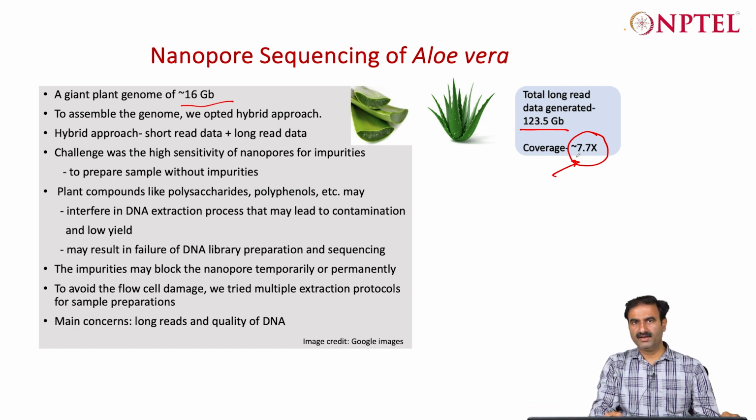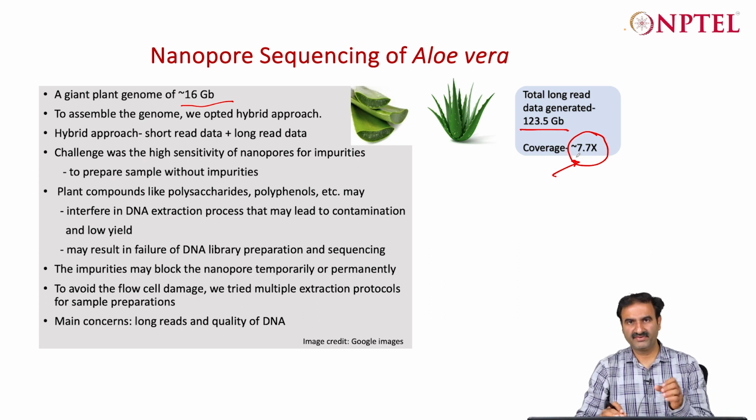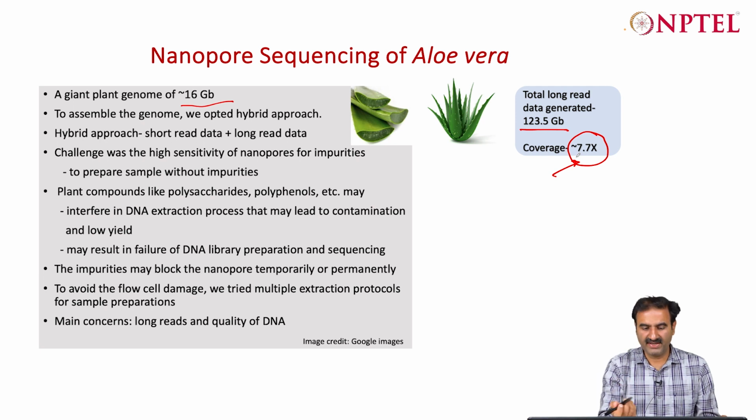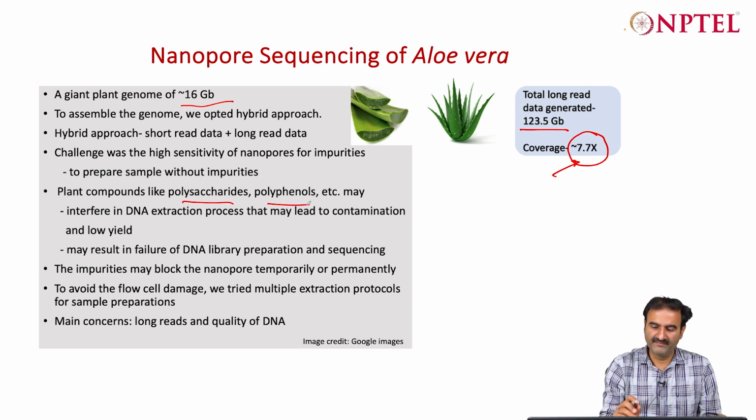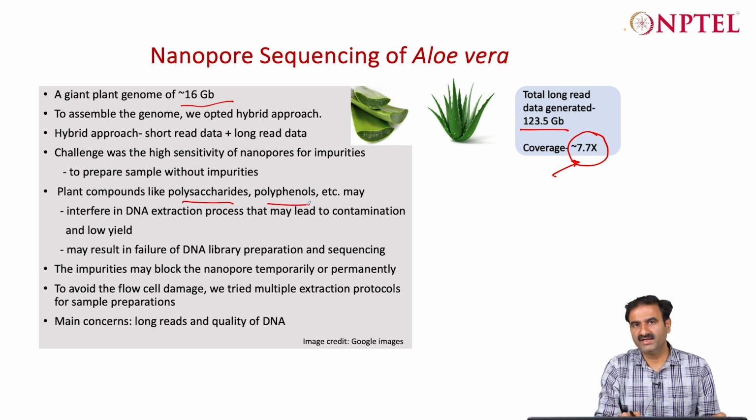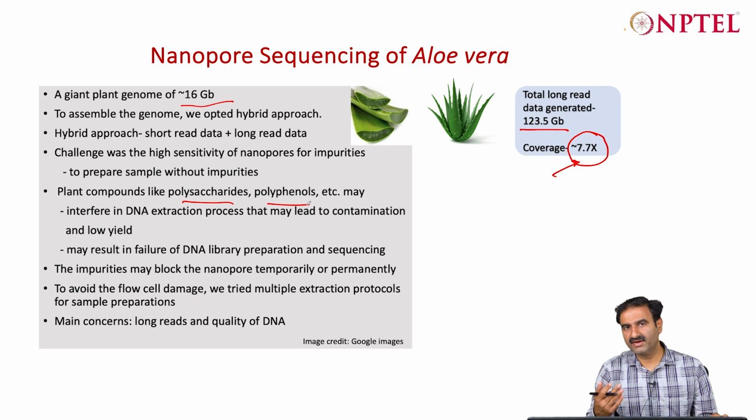The problem with nanopore is that the DNA passes through a pore, so if the DNA is not pure and is contaminated by polysaccharides or polyphenols, that may interfere with the sequencing process and block the pores, causing failure of the runs and wastage of consumables. So you should be very particular and careful about the DNA quality in the case of plants.